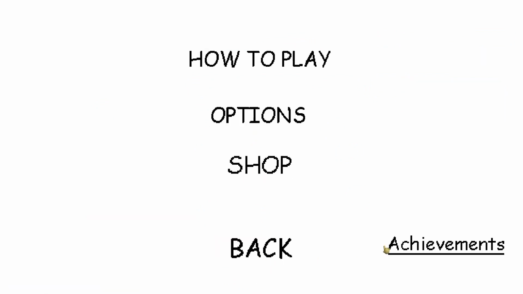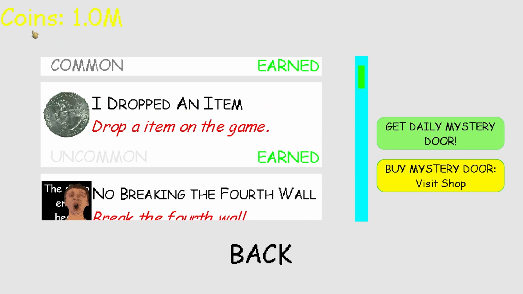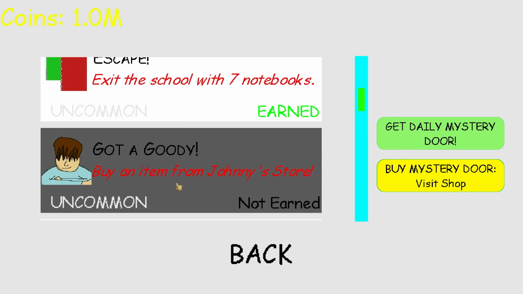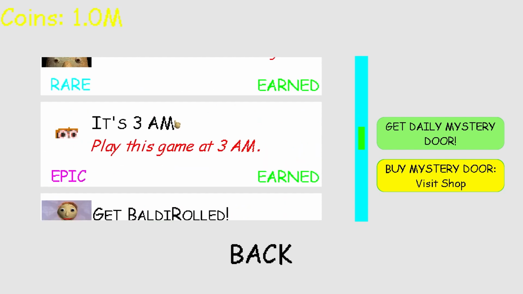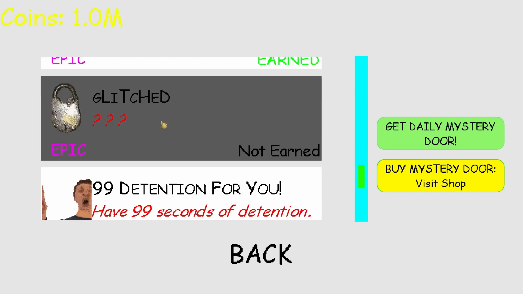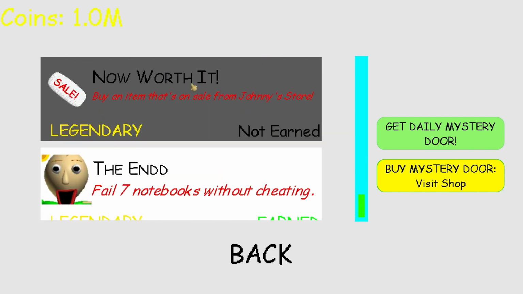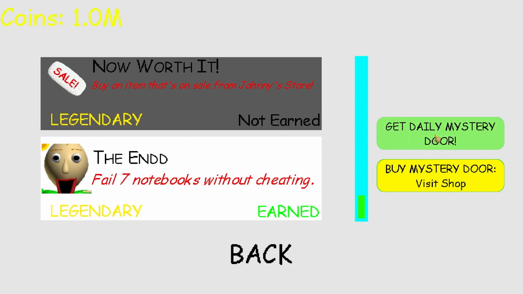So now, alright, we got achievements. Oh yeah, I have 1 million coins. Oh, there's no achievements. Got a goodie: buy an item from Johnny's store. Uncommon. Not owned. So I guess Johnny's in this mod now. I still haven't got this one. I don't know how to get that one. Oh wait, this is new too. Worth it: buy an item that's on sale from Johnny's store. It's legendary. It's not owned. And yeah, that's it. But yeah, we get the Mystery Door. Let's see what's inside.